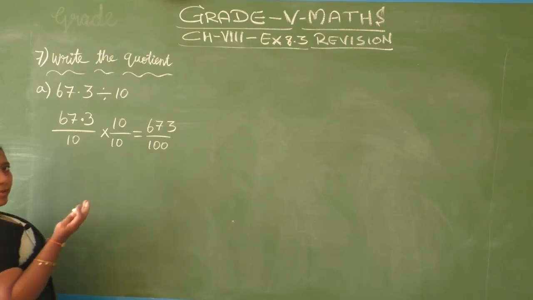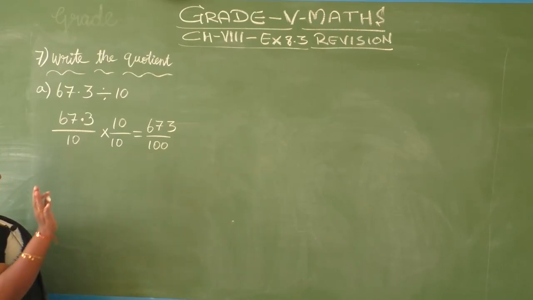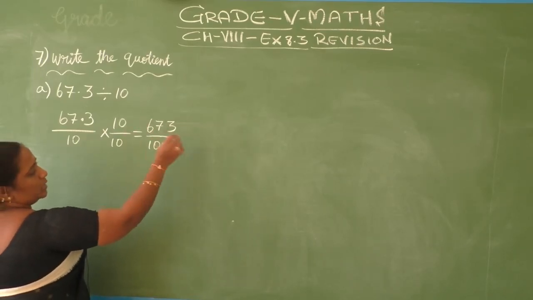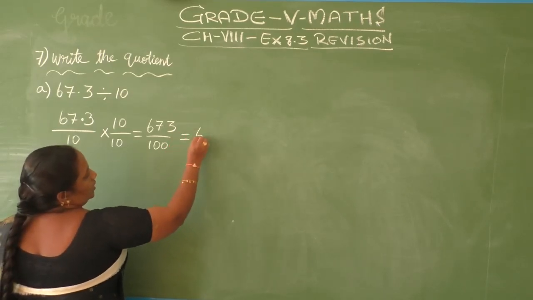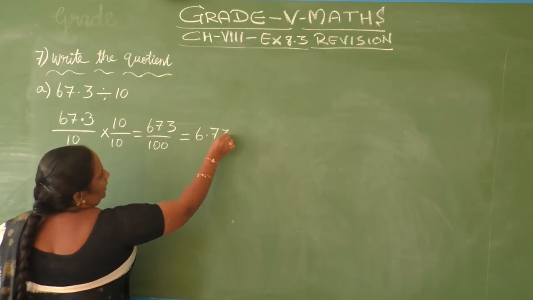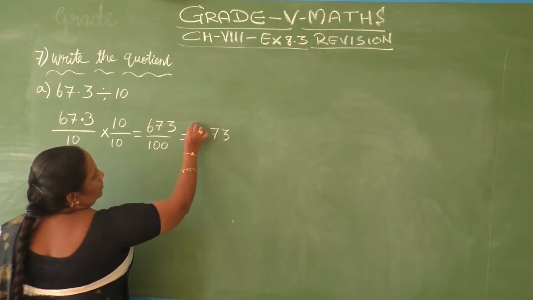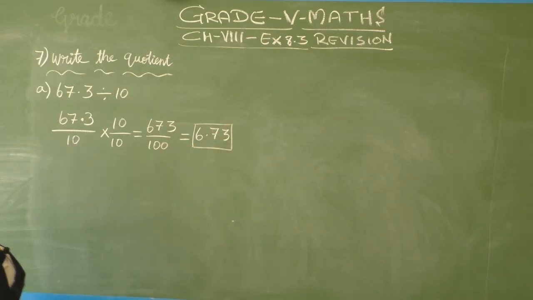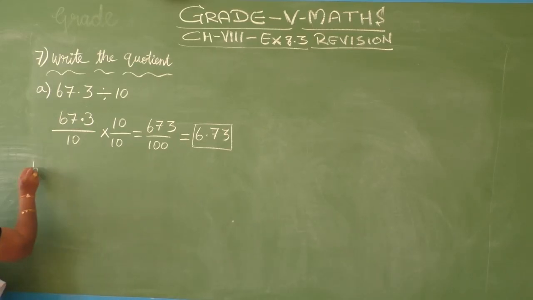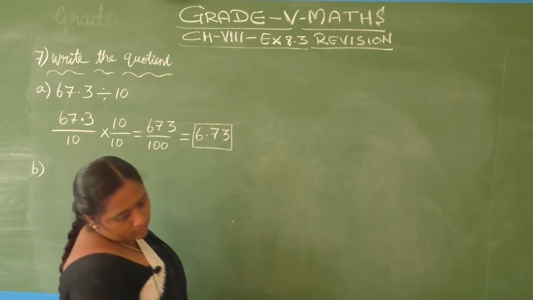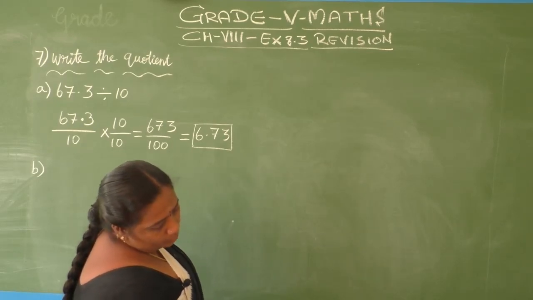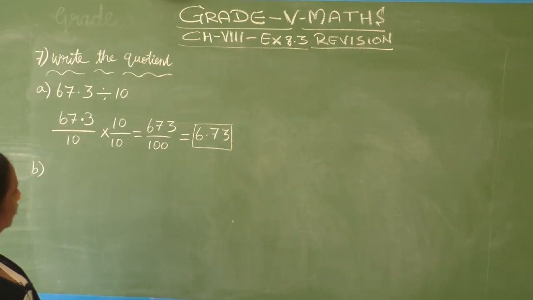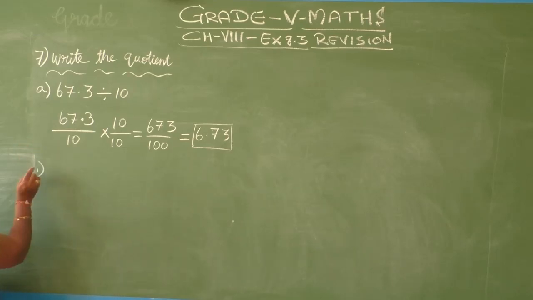If you have 10, 100 or 1000 in your denominator, your division is very easy. So after 2 places you keep the decimal point and write the answer, that's all. So 6.73, 10th place, 100th place, that's all. So the answer is 6.73. Okay? Then D1, divided by 1000. Sorry, divided by 100, not 1000.